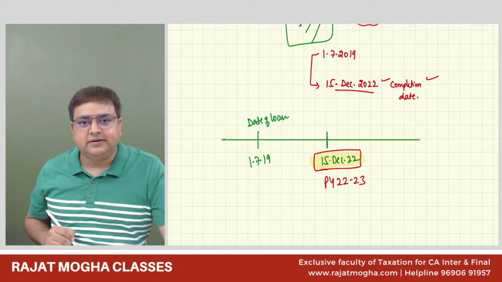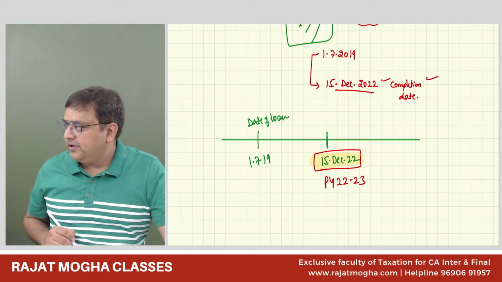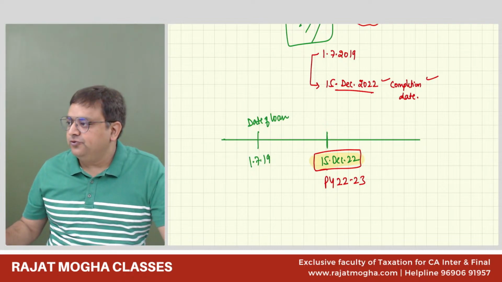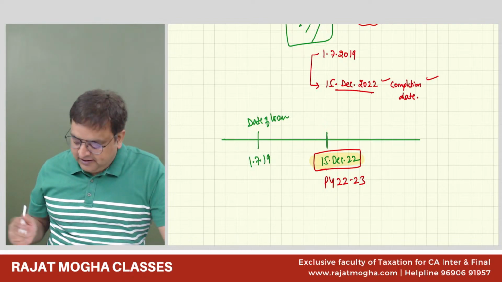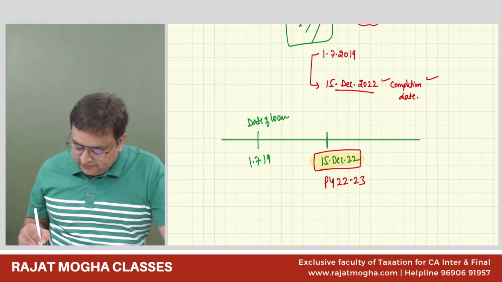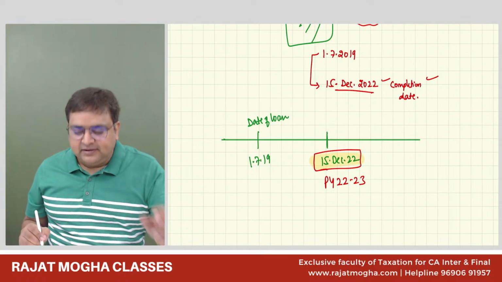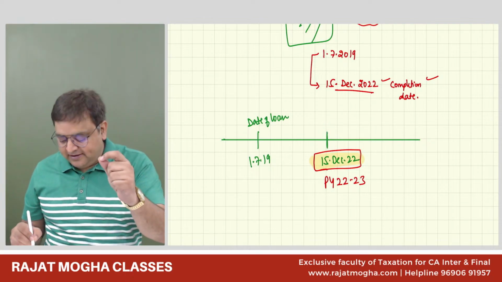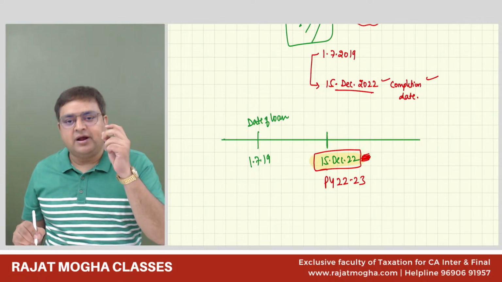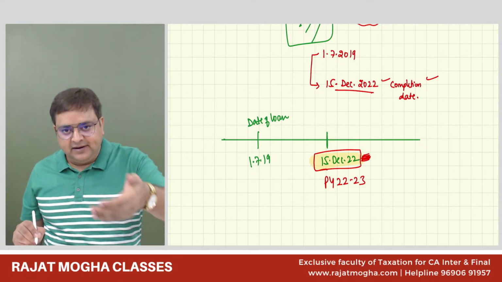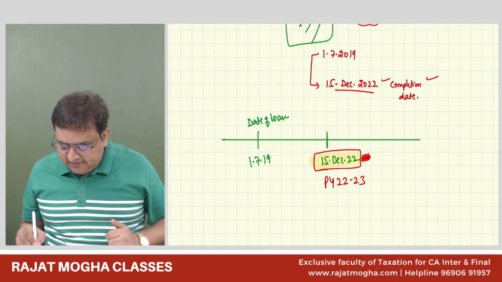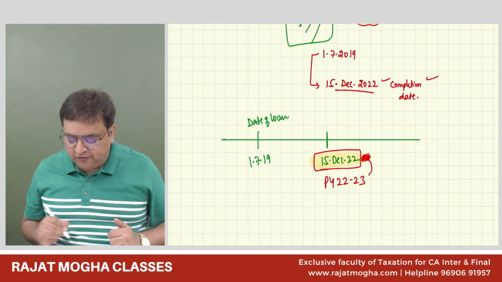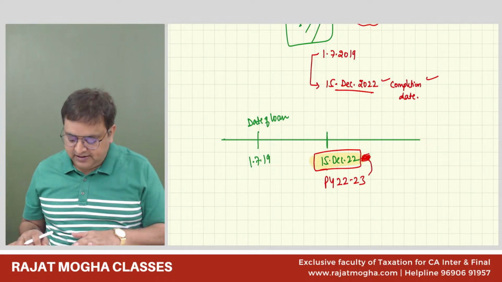22-23. Correct. Arup, you are okay with this? This date belongs to previous year 22-23. Yes, sir. So what you need to do, again I'm repeating, is just see the date on which your house is getting completed. Now check in which previous year this date falls. This date falls in previous year 22-23.